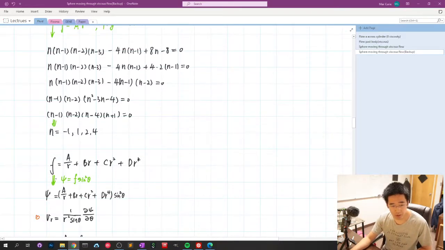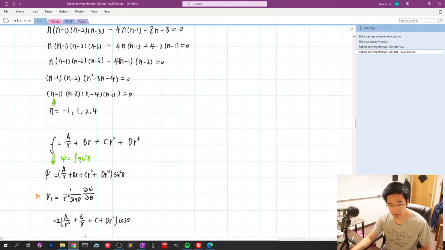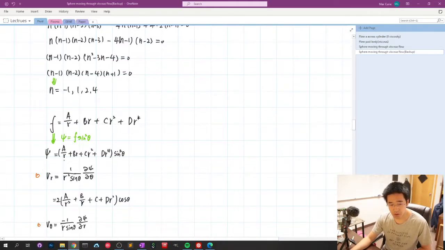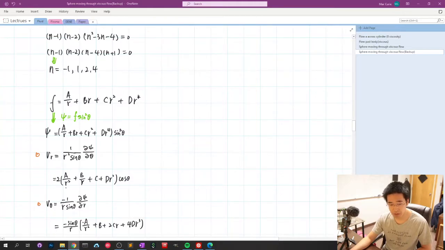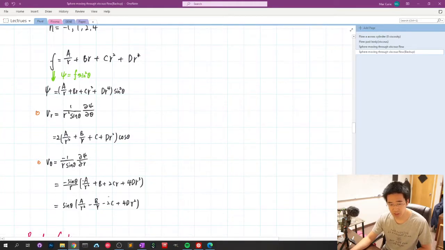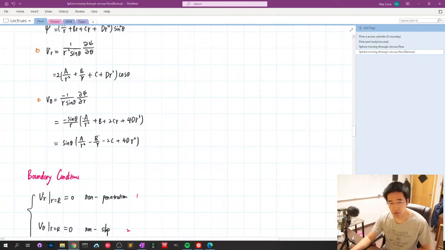So we end up having this expression with four different free parameters. Then we have the psi. Now we need to plug into the definition of V_r and V_theta to solve for V_r and V_theta. Plug in the psi here. Then we have V_r and V_theta. So now we need to apply V_r and V_theta to the boundary conditions.